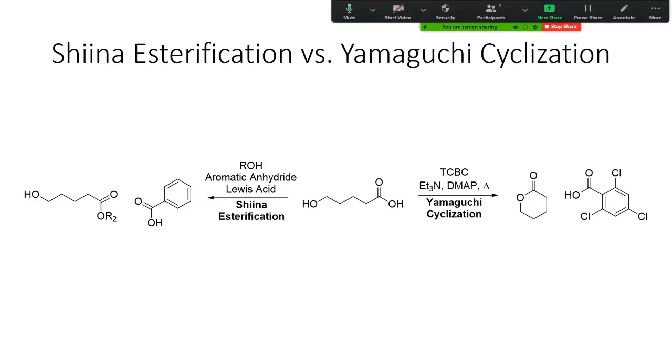The Shiina esterification and the Yamaguchi cyclization reactions are two reactions that have a mixed anhydride intermediate in common, as well as forming an ester product. A major difference between the two is that the Yamaguchi cyclization forms a cyclic ester, whereas the Shiina esterification forms an alkyl ester.